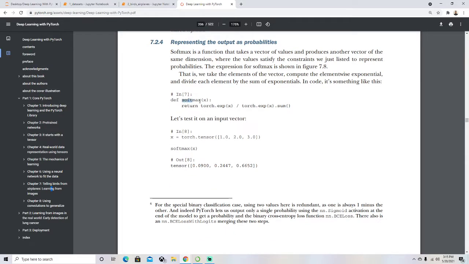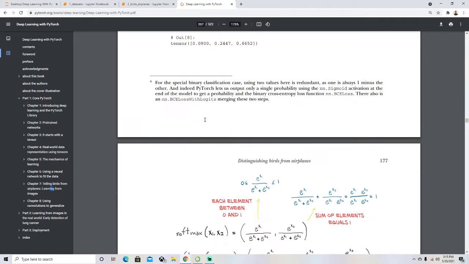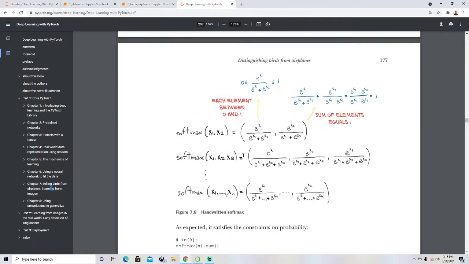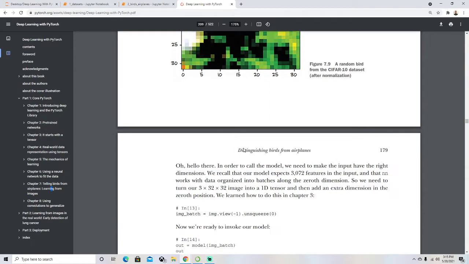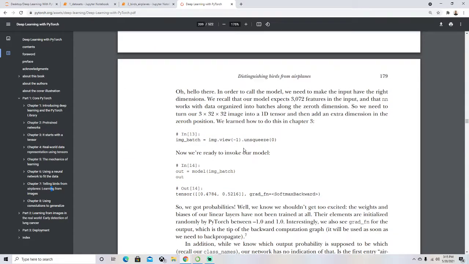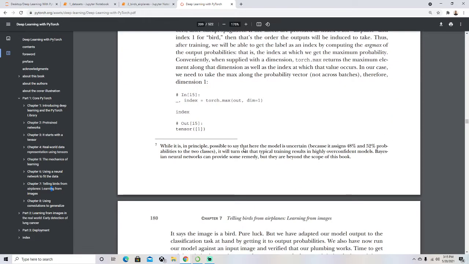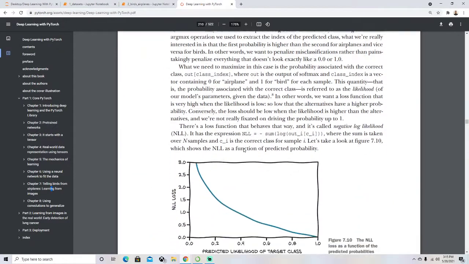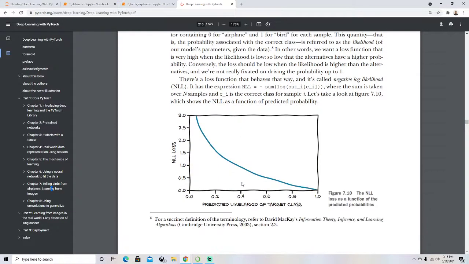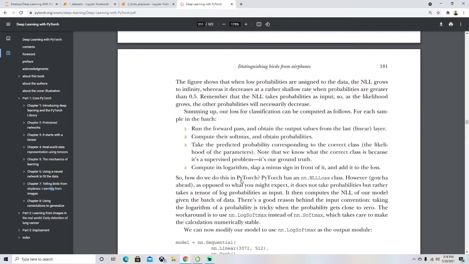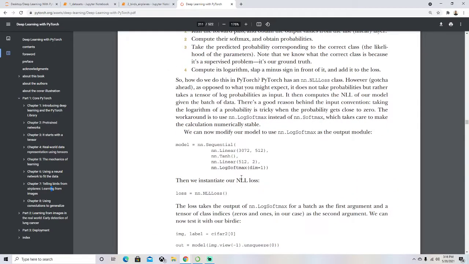Here's the softmax. We talked about that to get the probability of each layer. This is the formula for calculating the softmax. Let's keep going here. We're going to talk about batch sizes and how a neural network goes through it. And here's the NLL, negative log likelihood function. And that's the best loss function for classification.